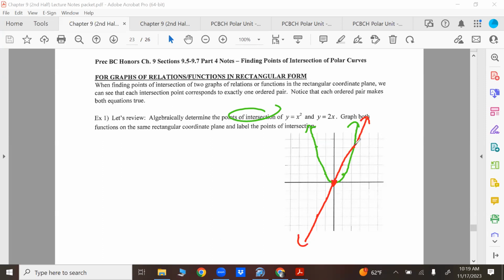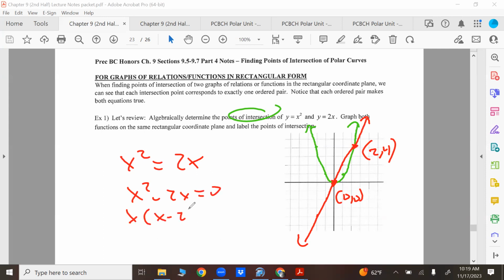So it's pretty obvious where they touch: 0, 0, and 2, 4. And you can also do it algebraically. I know you guys can do that. This is kind of a joke for you guys. Actually, it's a total joke. I'd be worried if you couldn't. Yeah, right. So there you go. Not hard.